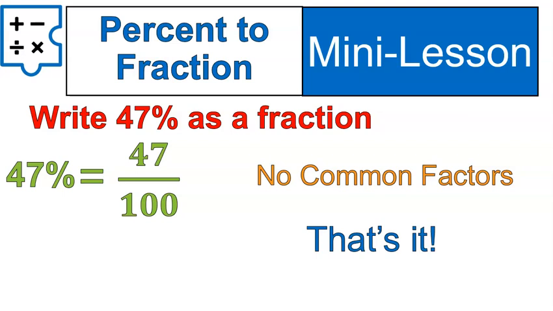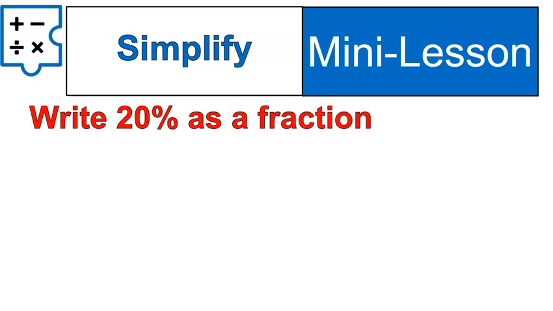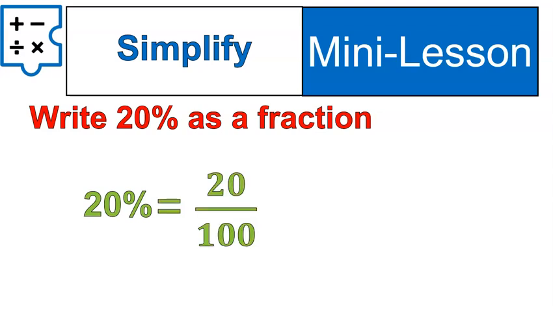Now, from now on, you will probably have some common factors with 100. 100 has a lot of factors. So in most cases, you will need to simplify the fraction into lowest terms, as in this example. Here we go. This is my example. Write 20% as a fraction. 20% means 20 over 100.